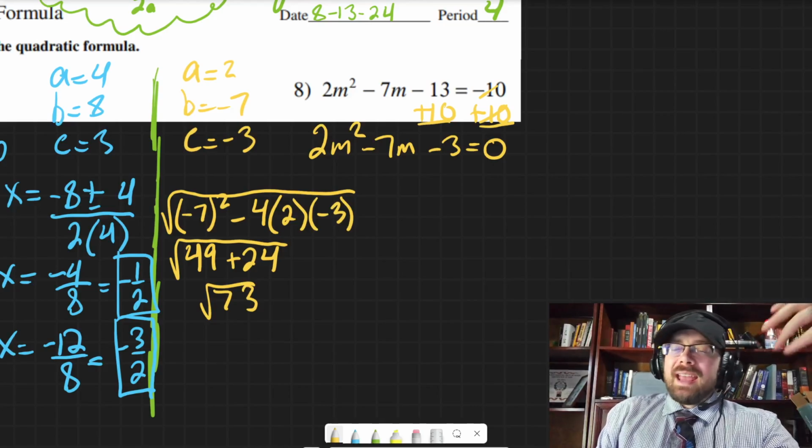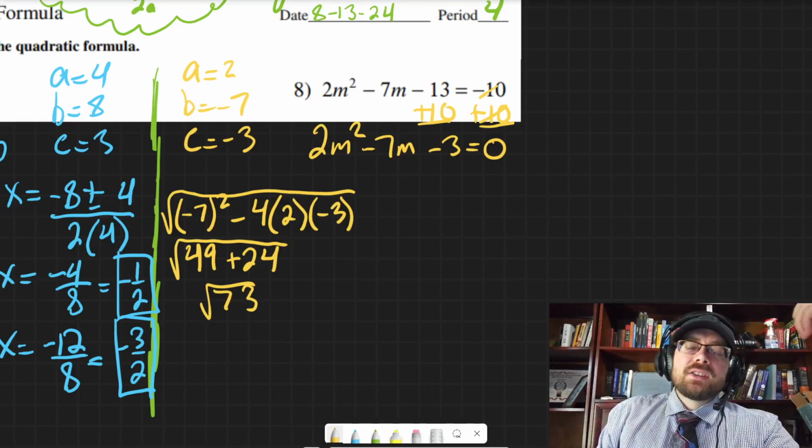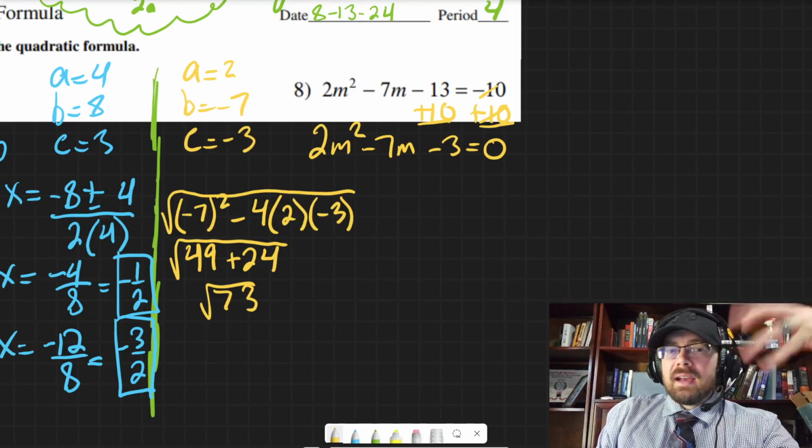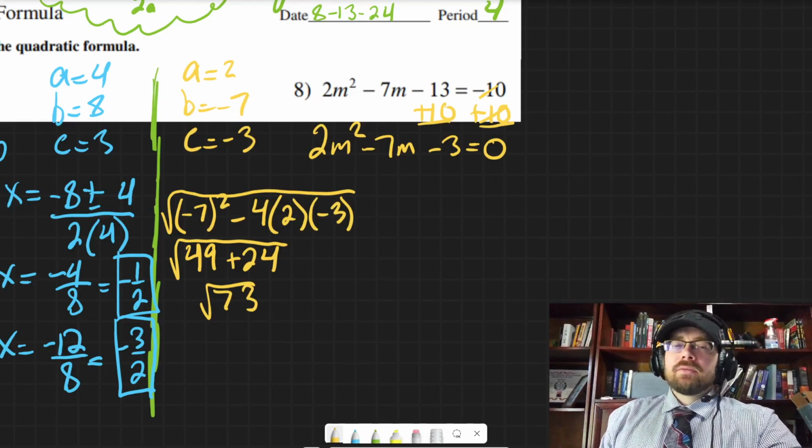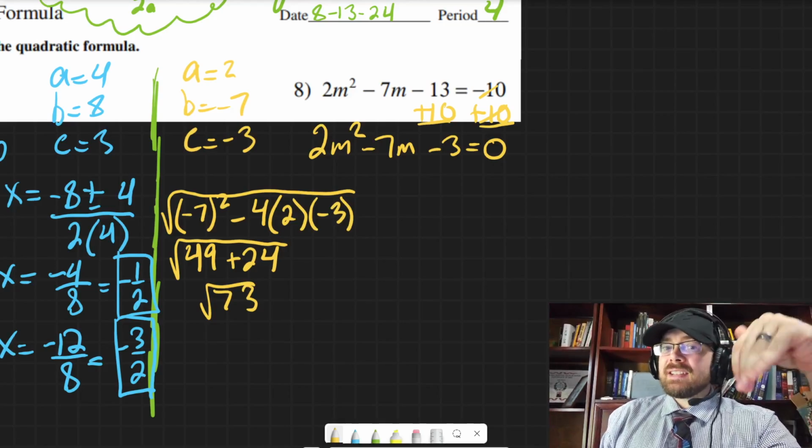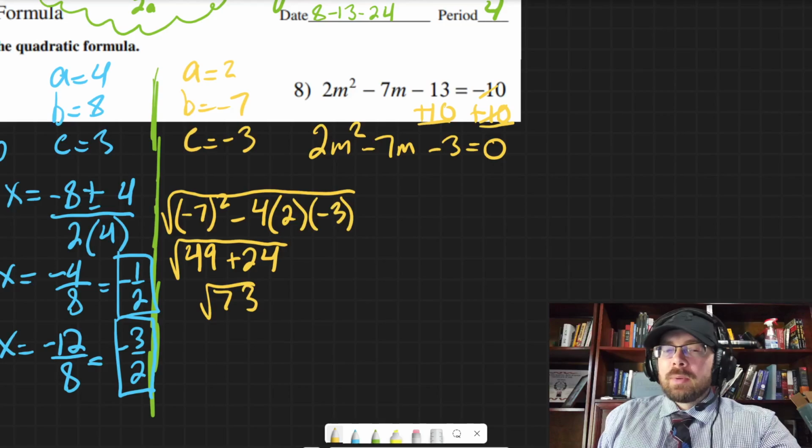It doesn't go into 8 because it has to at least be even. It doesn't go into 9 because it doesn't go into 3, and so on and so on. It's a prime number, right? So this is actually going to be less work. It's a little bit of work to see if it simplifies.